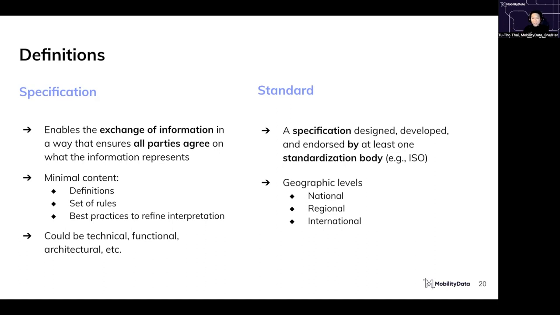So first, a specification is something that enables the exchange of information in a way that ensures that all parties agree on what the information represents. If we go back to my previous analogy of a language, that would be the English dictionary. It exists out there. There are clear definitions of every single term, so we know what they mean. And when we speak to another person, we suppose that they also understand.